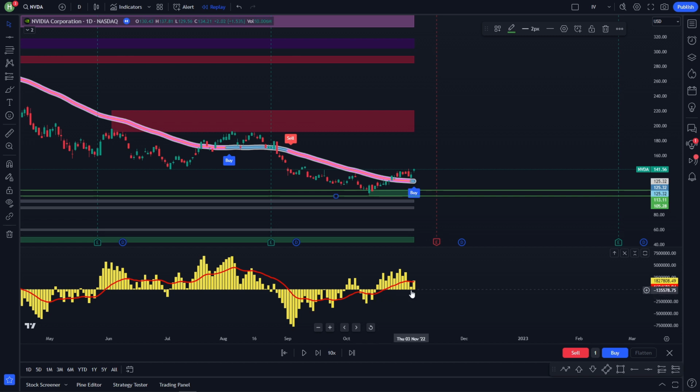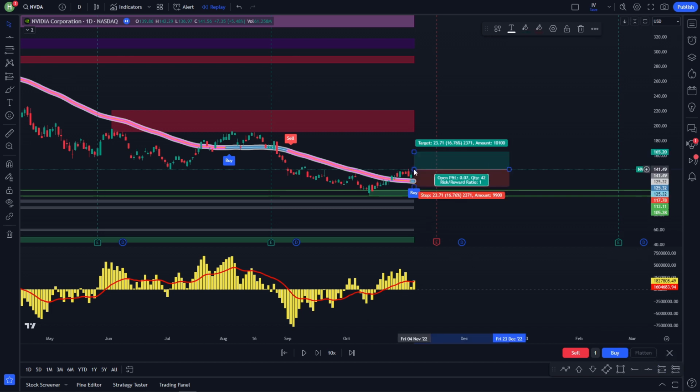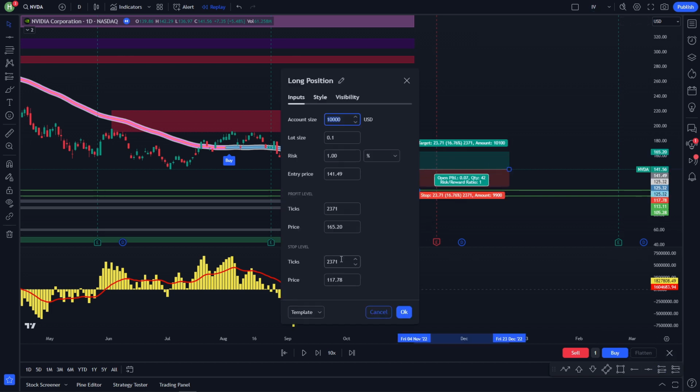Now, once we get the buy signal, we need to check the Volume Force Pro to know if the market has enough bullish momentum for the trade to play out. This means we are looking for a histogram above zero and also above the average line. Now, once the candle has closed, we can enter our buy trade.